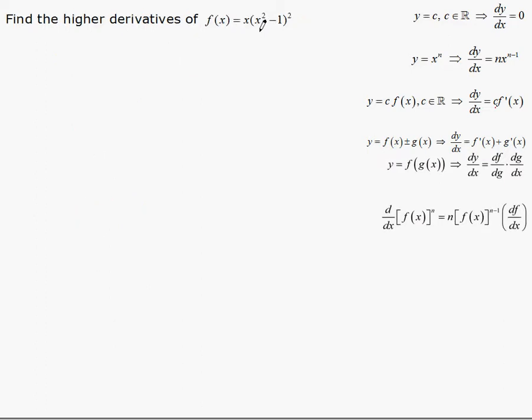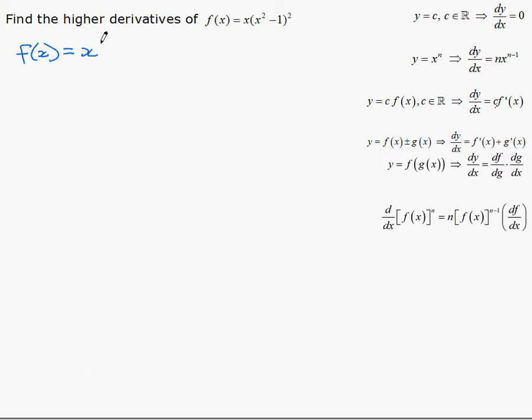In this example, we're also asked to find the higher derivatives. Special note here, this is a product. We haven't added the product rule to our list here, although you would have seen it before. So you could do this with the product rule. Usually it would be a bit more work. Easier if we can simplify first.